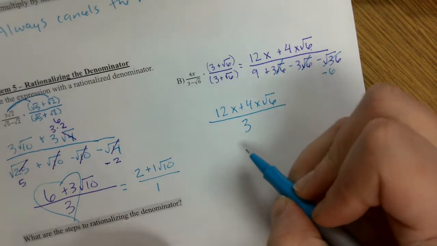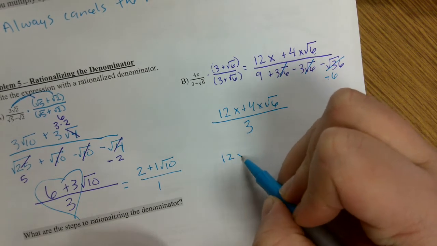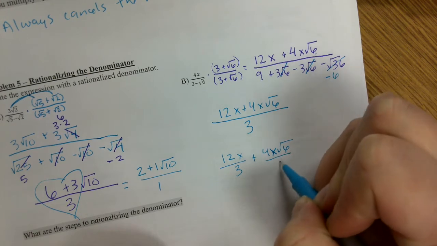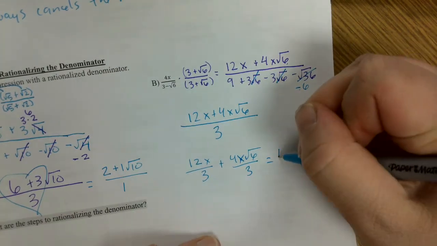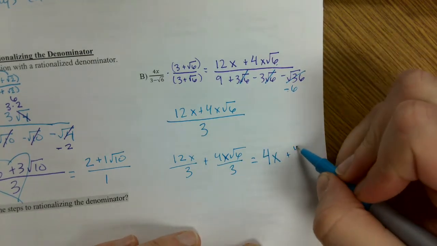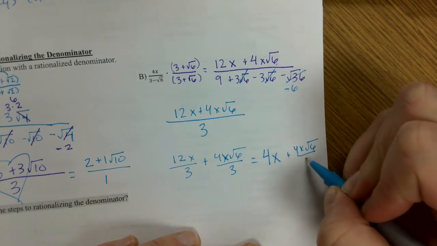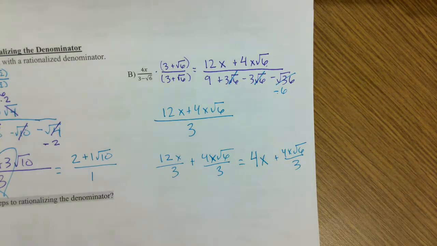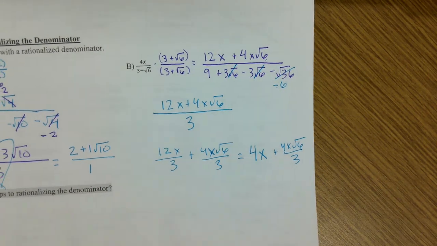You could, if you wanted to, split it up like this. And then that was simplified to be 4x, because this can simplify, plus the 4x square root 6 over 3. This answer is the same as this answer, just simplified a little bit more.